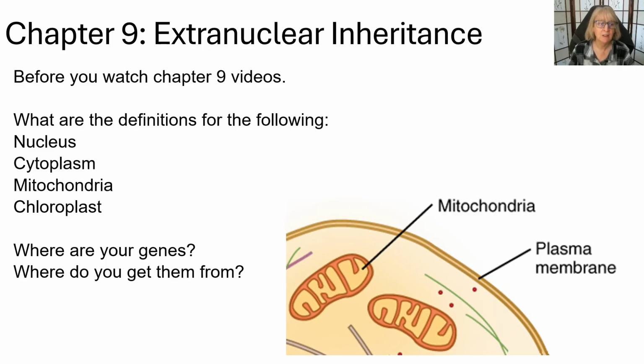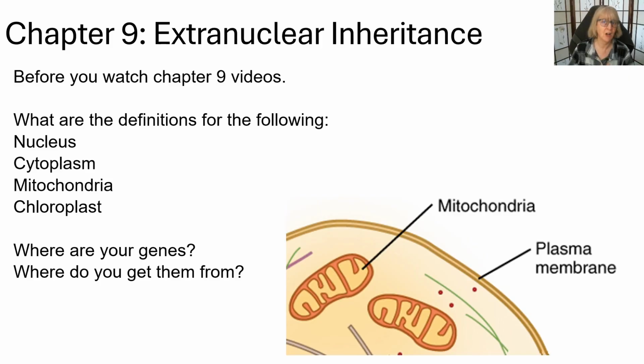Before you start, you should be confident in the definition of a nucleus, the membrane surrounding the nuclear material in eukaryotes. What is cytoplasm? The goop around the inside of the cell. Mitochondria and chloroplast, which are 2 of the organelles we talk about in eukaryotes. I want to get more specifically into their roles and the way they reproduce. And I want to ask yourself, just so you're sure, where are your genes actually located? And where do you get them from?